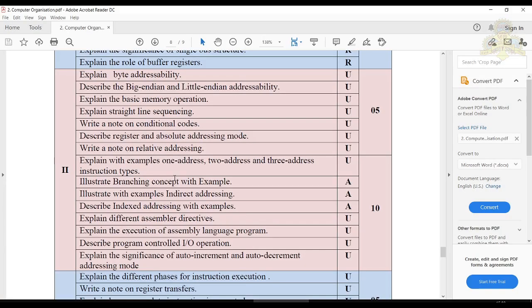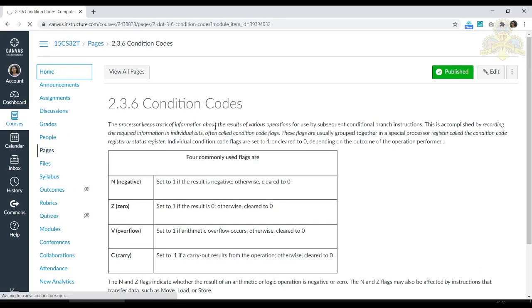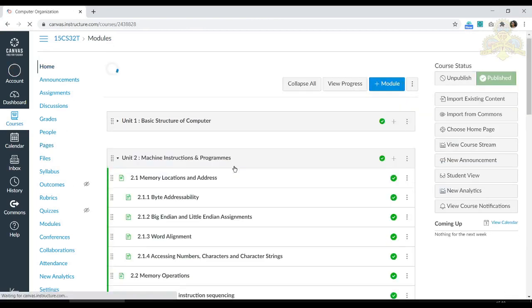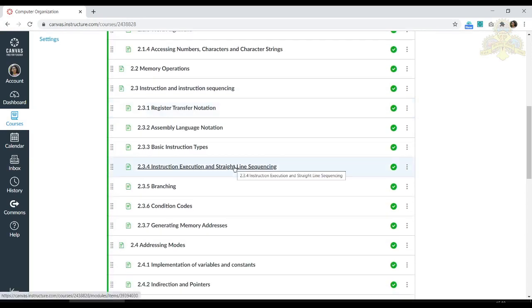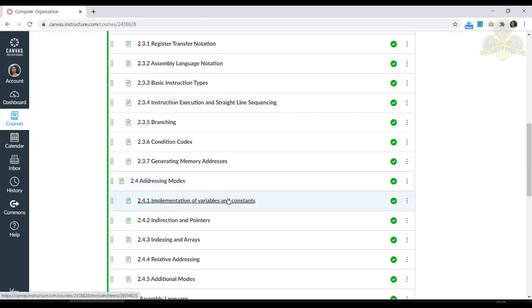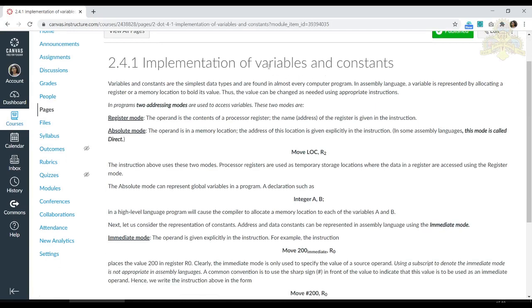The next question is, describe register and absolute addressing mode. So the answer is, go back to the second chapter, 2.4.1. Okay, this one. Here is the answer. The implementation of variables and constants. In this topic, you have the register mode and absolute mode. Now we will discuss what these modes are.